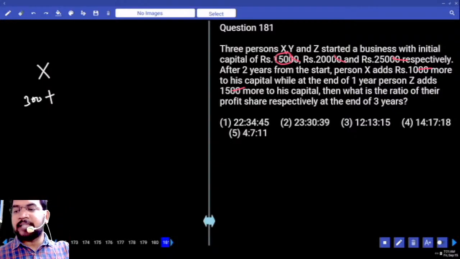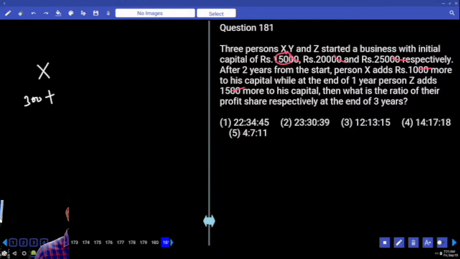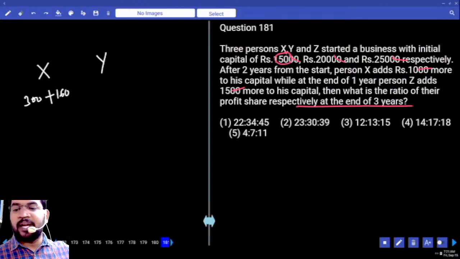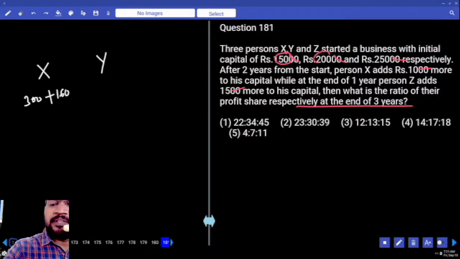Next na 10 parts added. And 160 for 1 year. Because the business is for 3 years. So 160 for 1 year. X is completed. Coming to Y. Y is there from starting to ending na. Simply 200 with 3 years. 600.